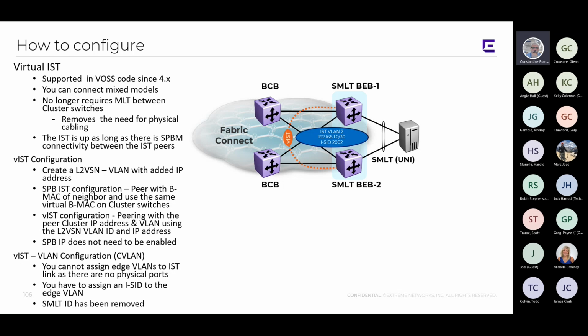A couple of points: you cannot assign edge VLANs to an IST, and you wouldn't want to, because the IST is only for switch-to-switch communication. If they need to pass actual user traffic through, they can still do that, but they will do it in their own way. You don't need to do any manual configuration there. You do have to assign an ISID to it, and there used to be a feature called an SMLT ID, and that's no longer required there.